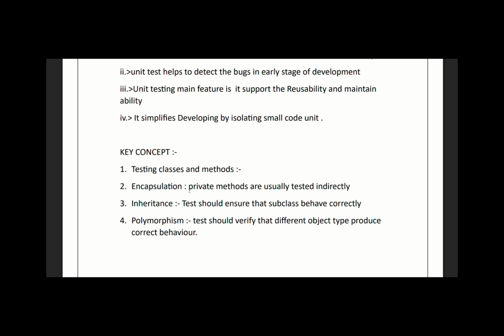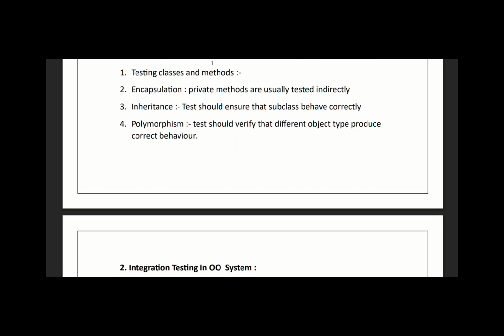Second, encapsulation. It means wrapping of the data. Private methods are usually tested indirectly. Third, inheritance. The test should ensure that the subclass behaves correctly. Fourth, polymorphism. Tests should verify that different object types produce correct behavior.